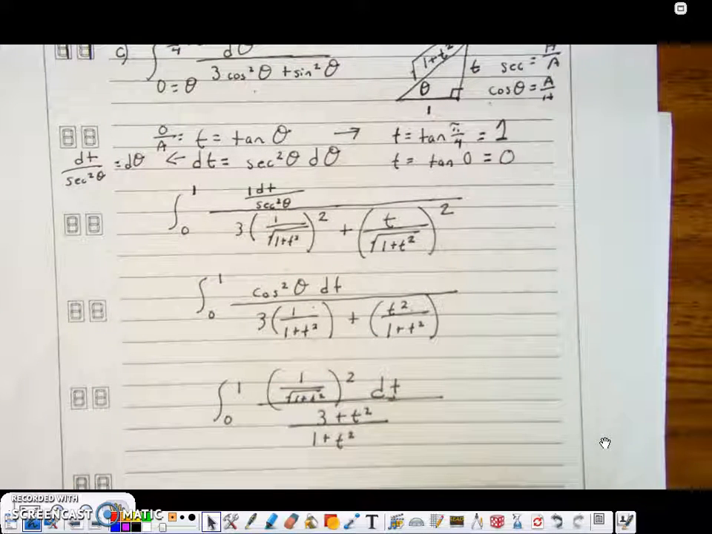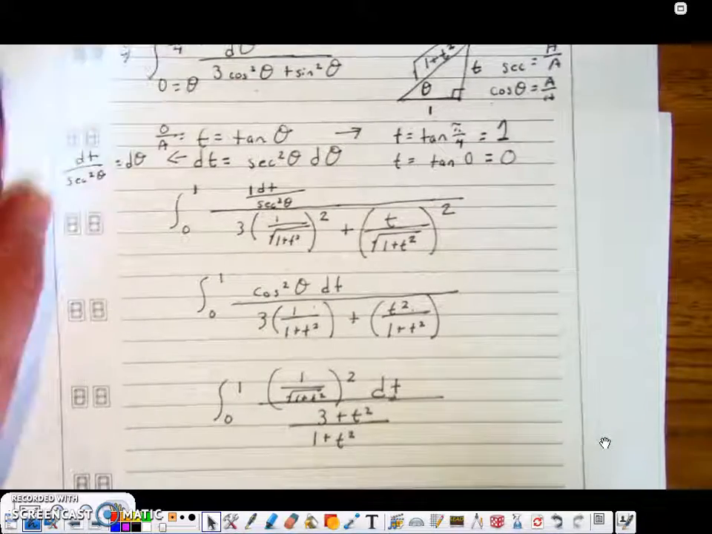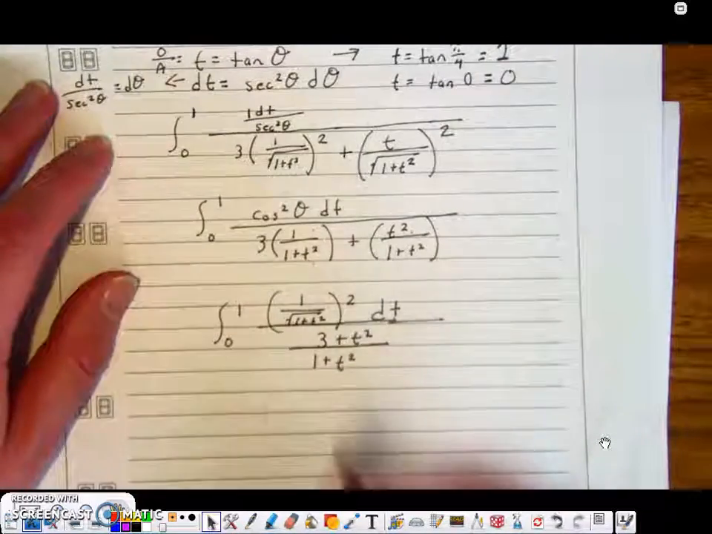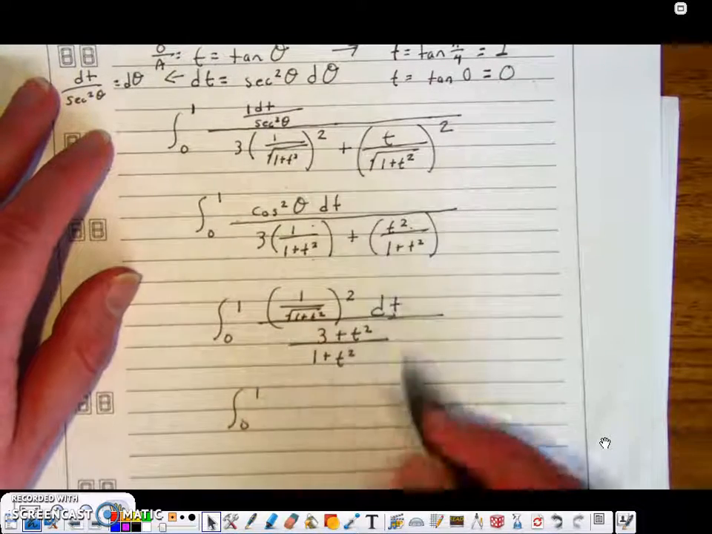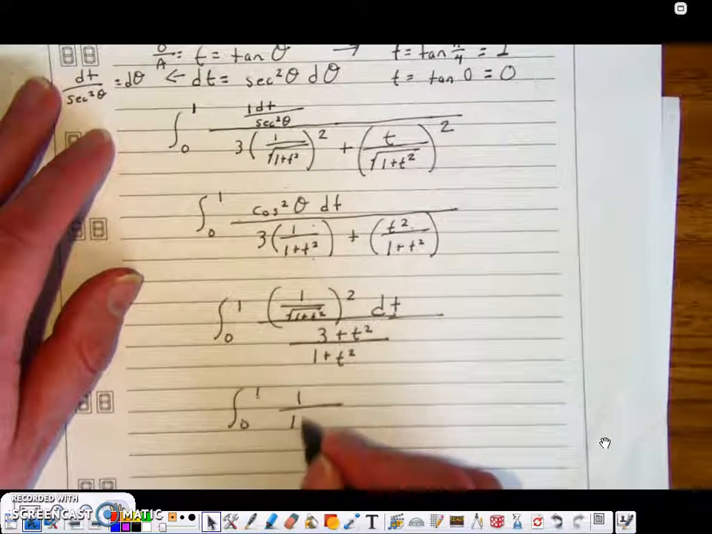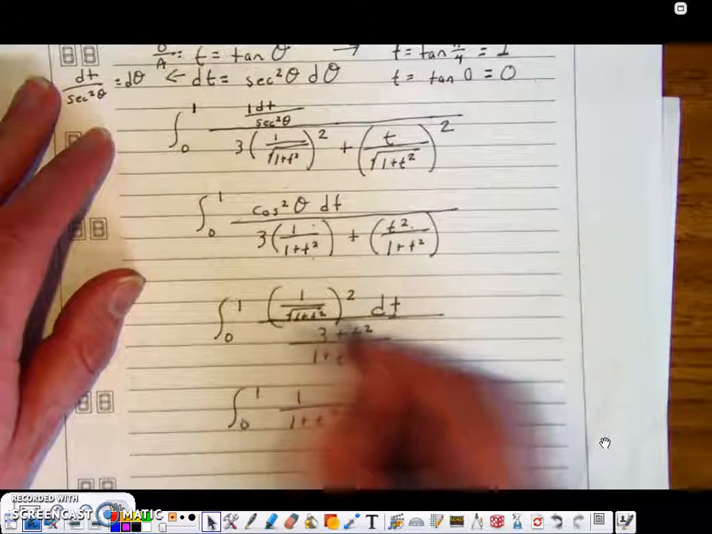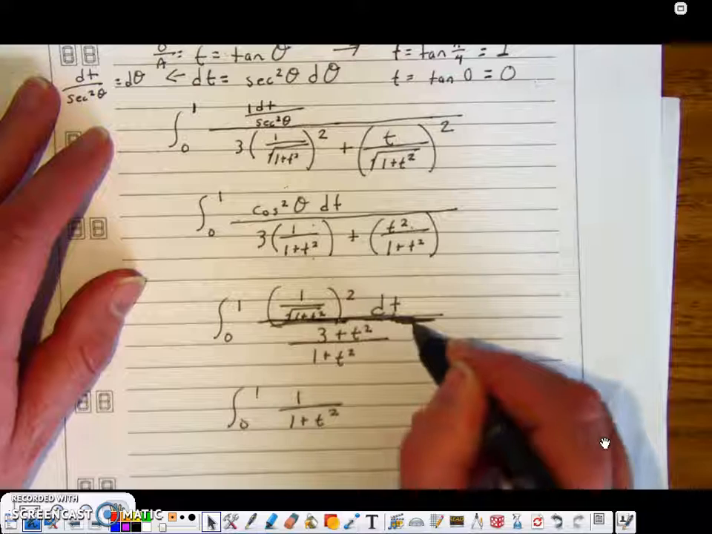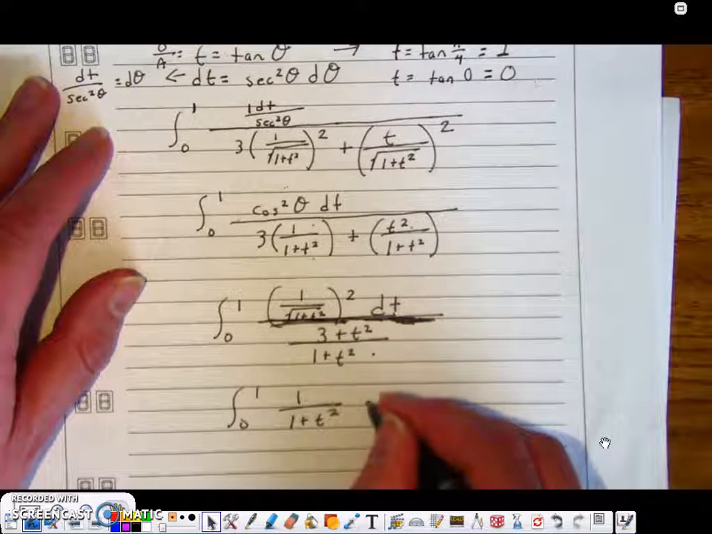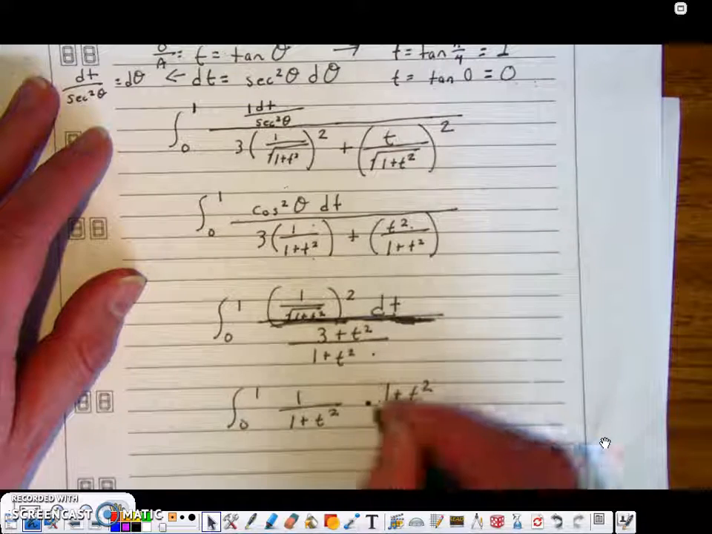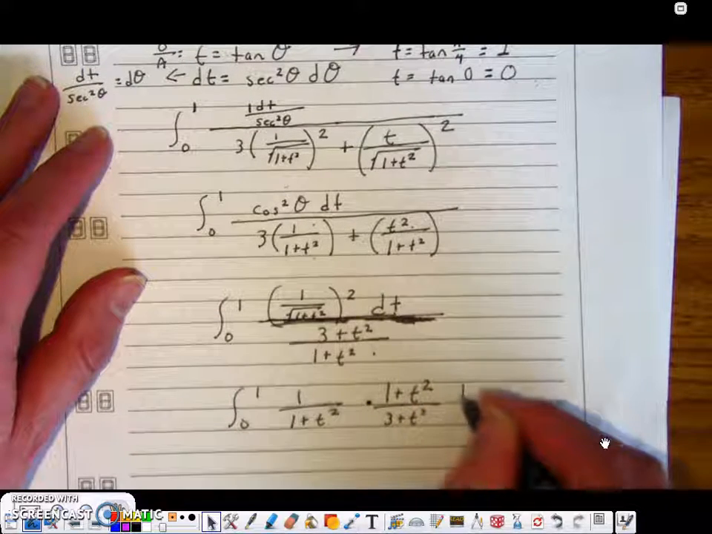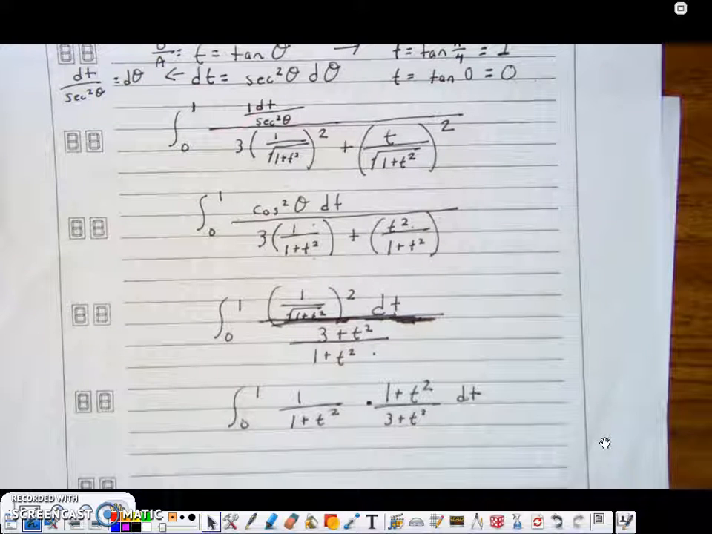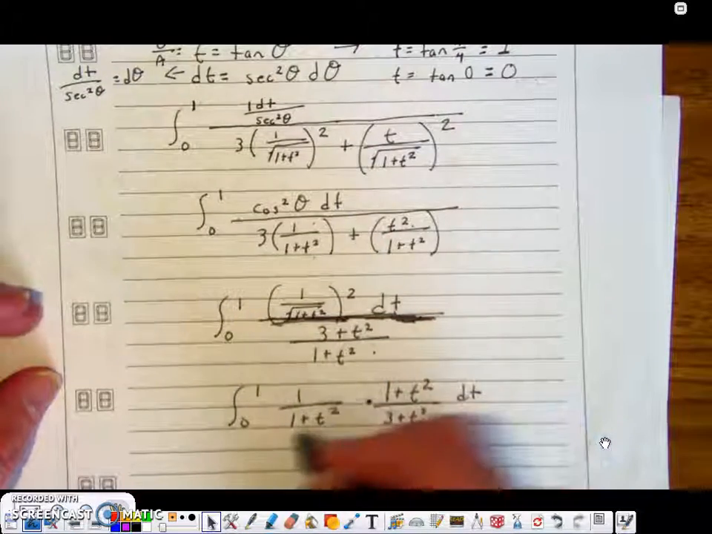Is that okay? Okay, so when I rewrite this, if I square everything, it'd be 1 over 1 plus t squared. And then this is one great big divide. So it's divided by this, so I'm just going to change it to times the reciprocal. Life's about to get a lot better. Okay, so these will cancel.